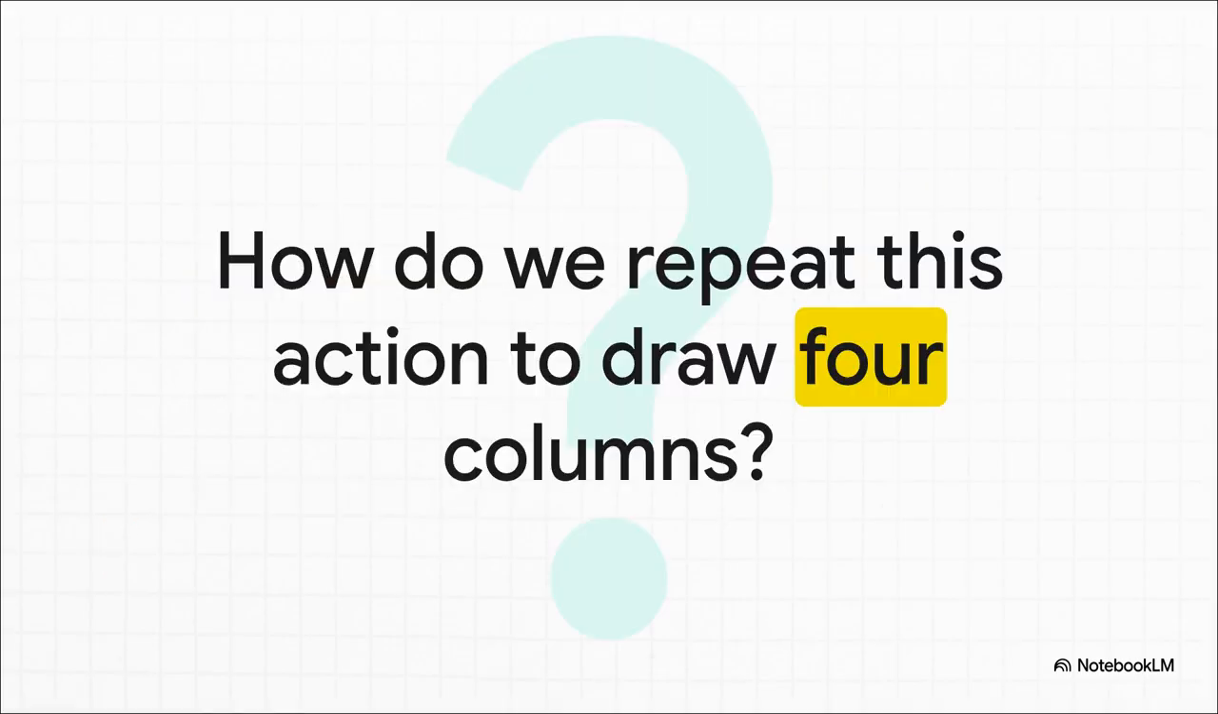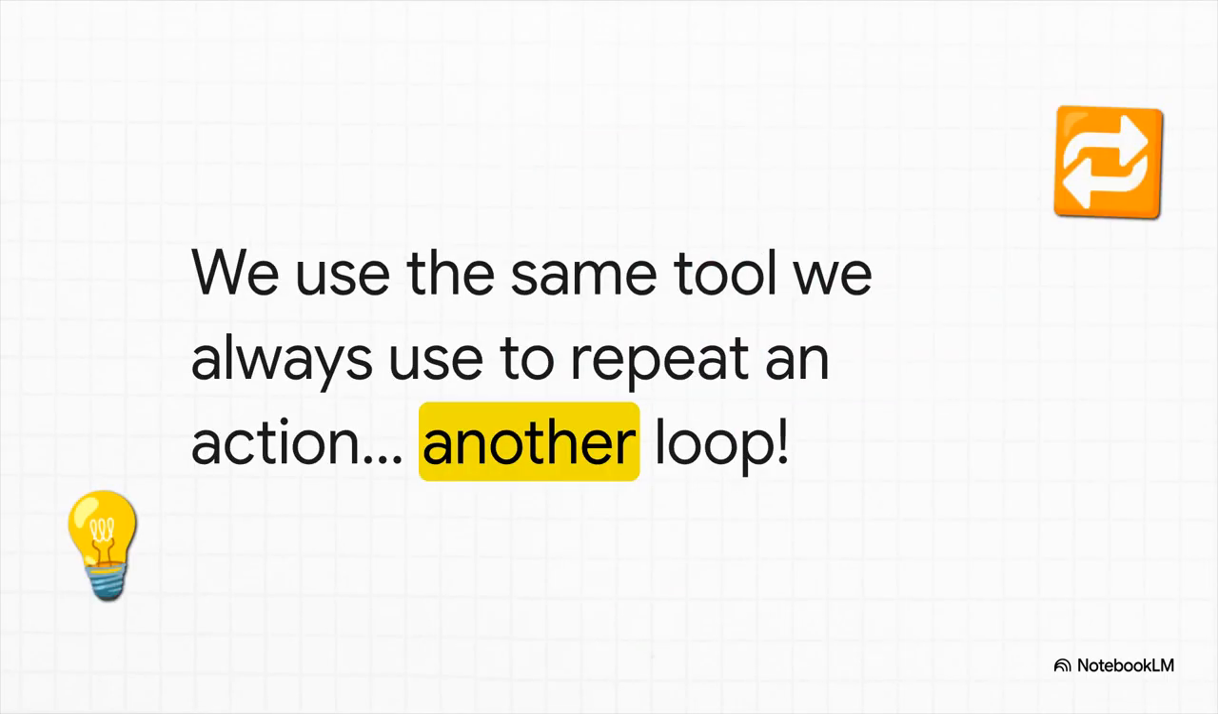Simple enough, right? So the next logical question is, okay, cool, I've got one column. How do I get, say, 4 of them? We need to repeat the action of drawing a whole column over and over again. And what's our number one tool in programming for repeating pretty much any action? You guessed it, it's another loop. And that is the big idea right there. If one loop can repeat the action of drawing a single circle, then a second, bigger loop wrapped around it can repeat the action of drawing an entire column of circles.